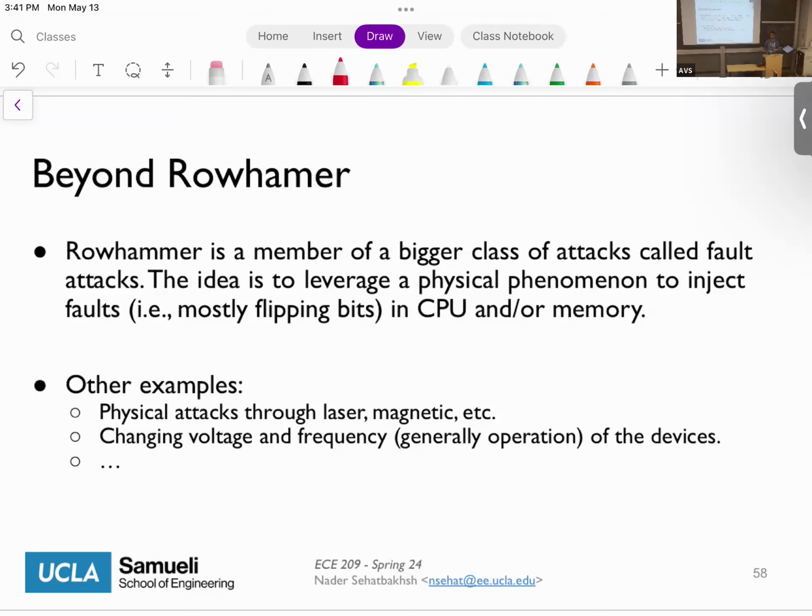So in order to make sure that your system remains secure, you need to be very, very careful about where bits can flip and how we can protect the system from being attacked like that. Okay.